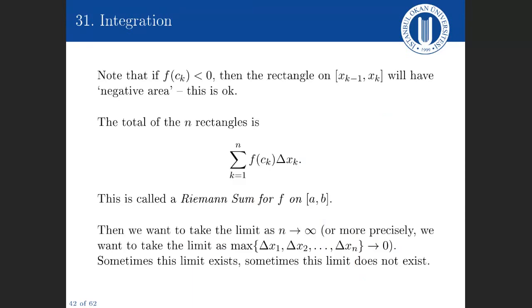Add these up. The total of these n rectangles, the total area, if we allow some rectangles to have negative area, some to have positive area, will be the sum from 1 to n of f of ck capital delta xk. This is called a Riemann sum for f. Then we're going to want to take the limit as n tends to infinity. Sometimes this limit exists, sometimes this limit does not exist.